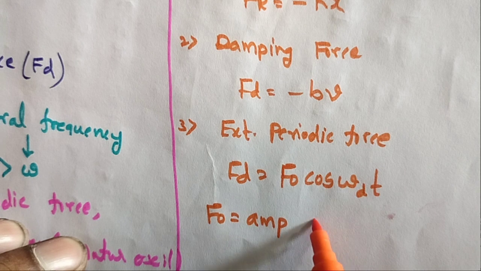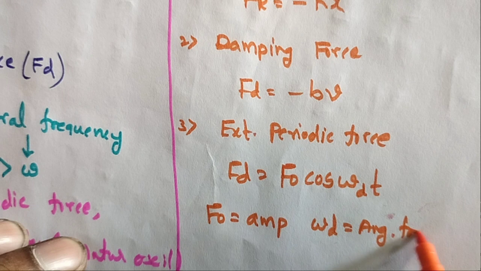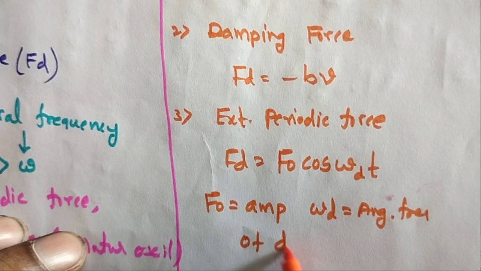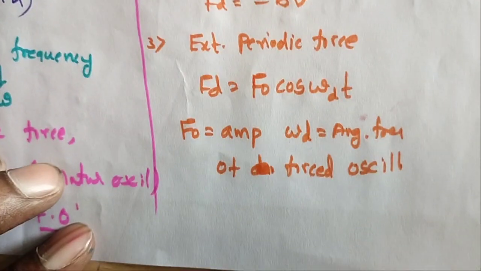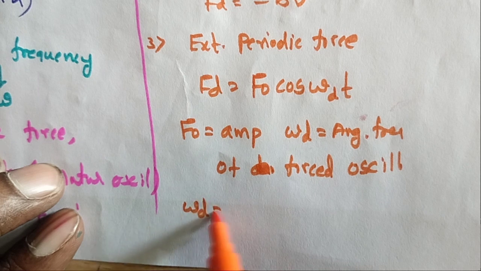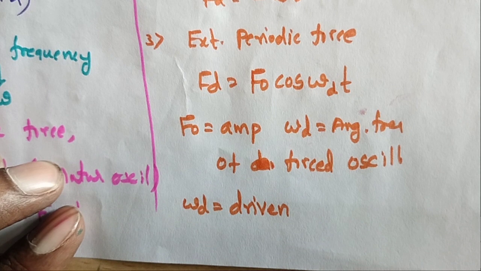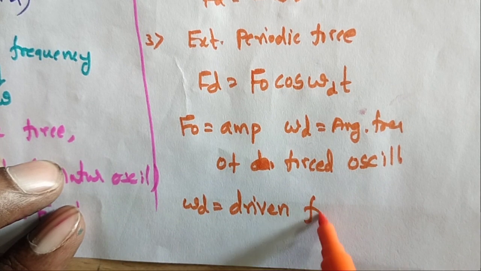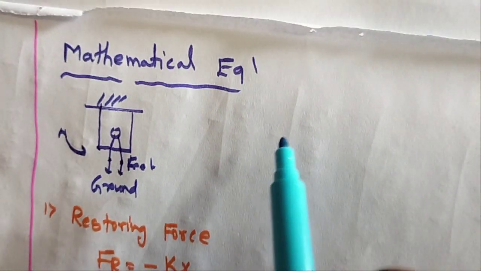And omega d is the angular frequency of the forced oscillation. This omega d is called the driven frequency. Sometimes forced oscillation is called driven oscillation. Therefore, how many forces are acting in total?